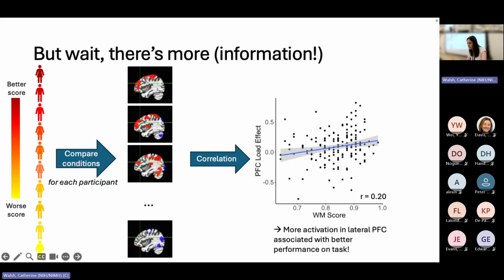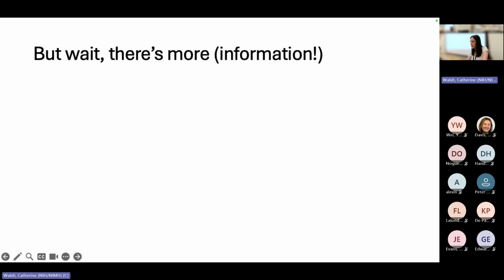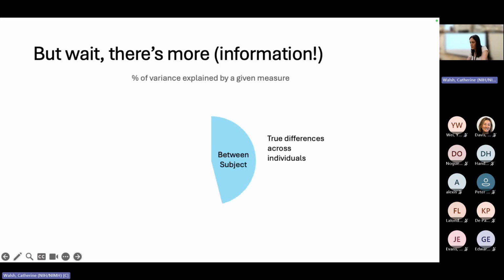performance on a task. If we take a step back and think about the variance that we might measure in an fMRI experiment, we can think about breaking this down into 3 pots of variance. First, we can think about between subject variance. These are the true differences across individuals. So maybe you're just better than me at remembering a face in a task. This is what we talk about when we talk about individual differences.